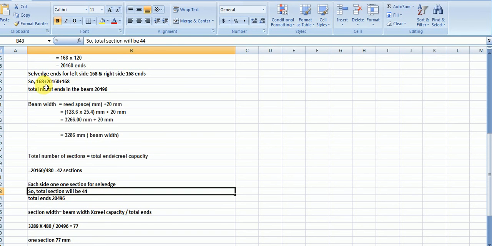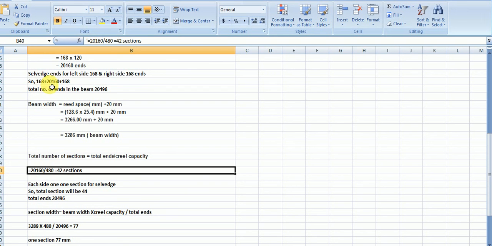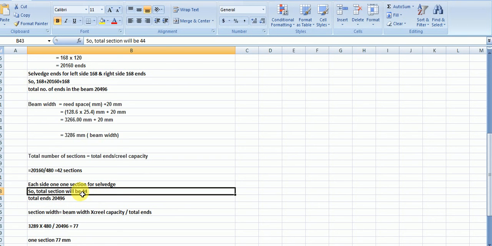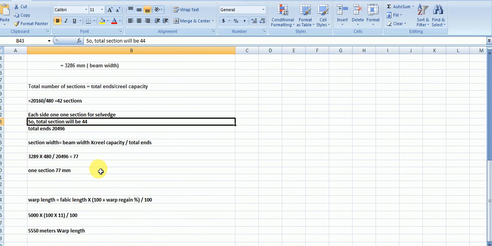So when you give the program to the warping machine, you have to give it like this so they can easily understand: this is selvage ends and this is body ends. As per this they keep the warping cones on the creel. So this is very useful to the warper for understanding purposes. So here the total ends will be 20496, and the number of sections with the selvage is 44 sections. Okay, now how many mm will one section come to?